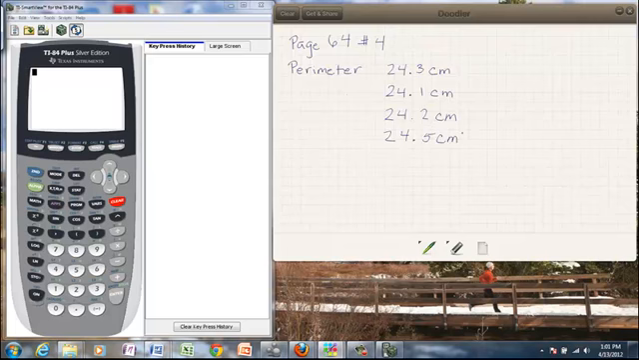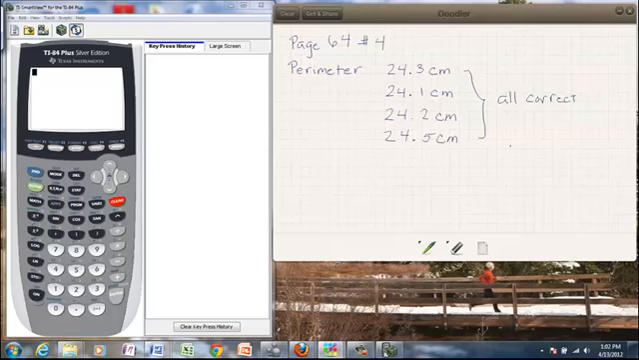So there's 4 different answers. Which one of those students is correct? Well, it turns out that they're all correct. And you might wonder how that can be. Usually in math class there is one exact answer.